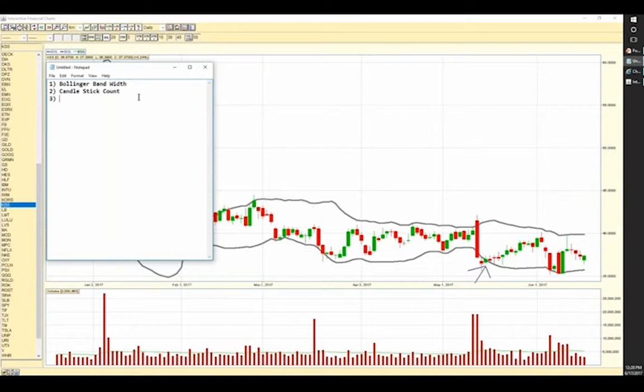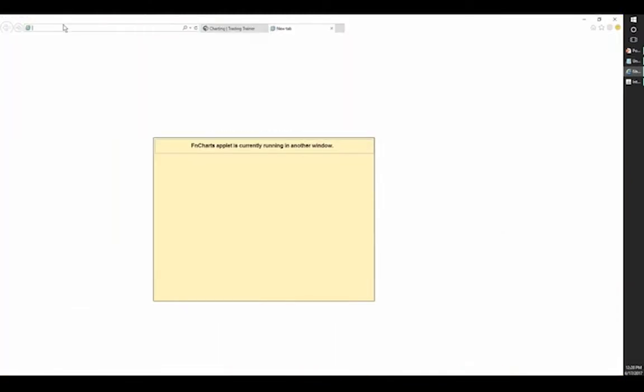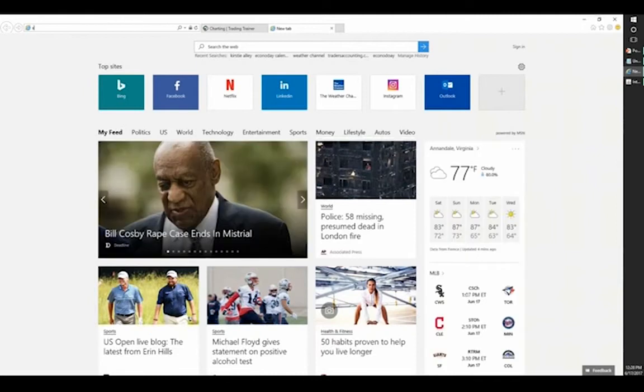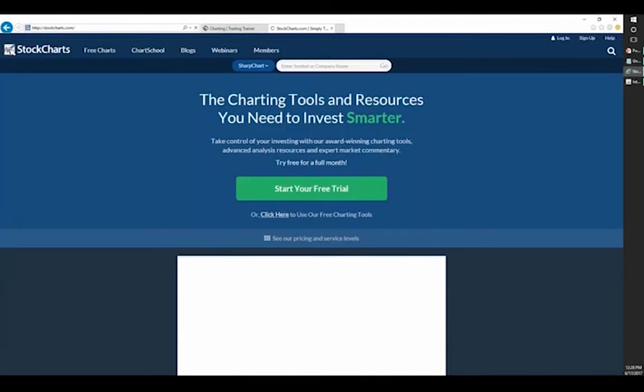Number 3, I like to look at the exponential moving averages. So I like to look at the 5, the 10, and the 20. This has a nickname. This is called the butterfly pattern finder. And this is not to be confused with butterfly option trading strategies. Let's actually go over to the tool. This is a free tool on the web, stockcharts.com.